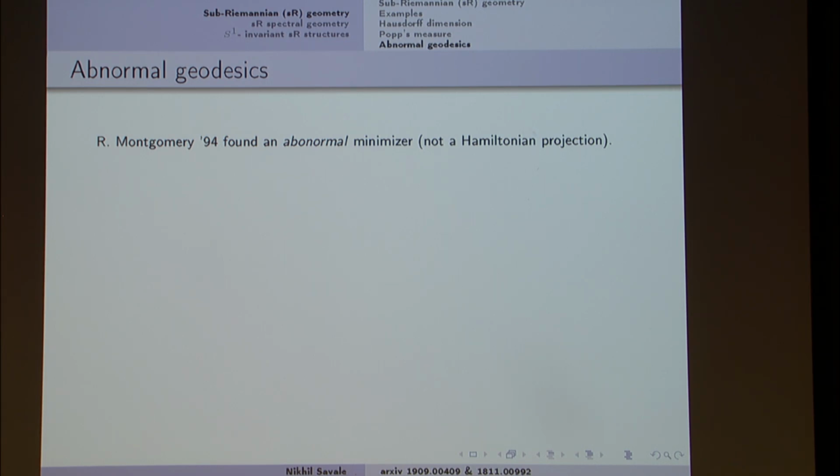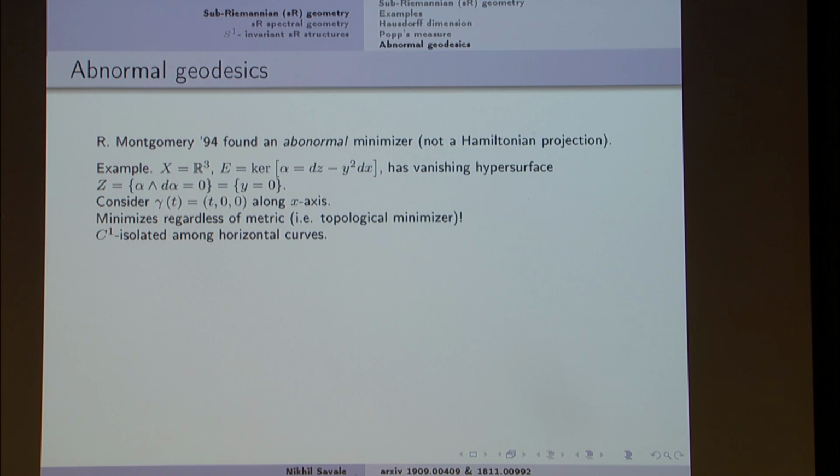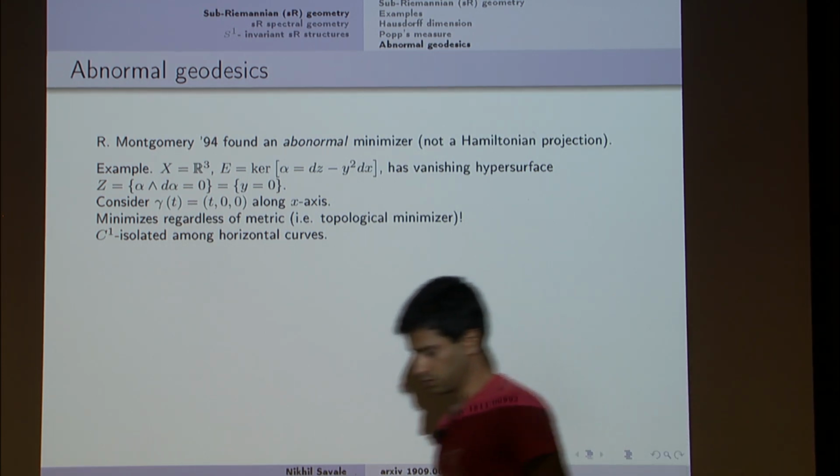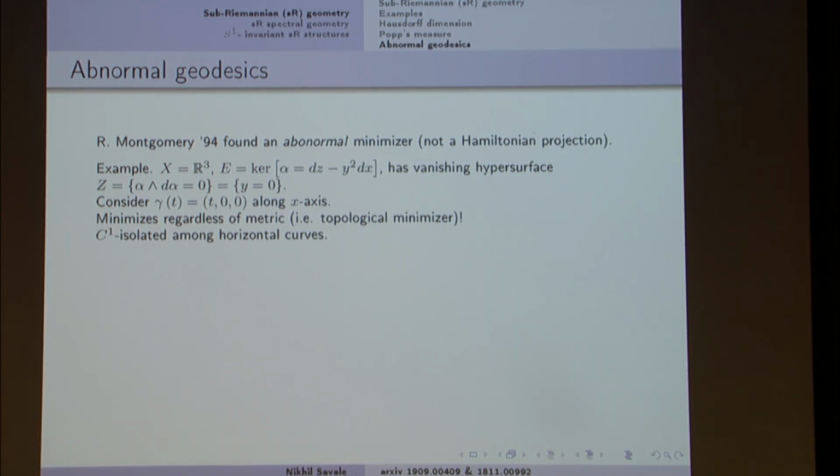Anyway, he found an abnormal minimizer, and the example that he gave was the Martini case that we just mentioned. Just looking at it locally, this was the kernel of this one form, which is not contact. The contact condition fails along y equals 0. In this manifold, we can define a curve which is just the x-axis. The significance of the x-axis is that you can restrict your Martini form to the vanishing surface, and it has a one-dimensional kernel restricted to the surface. That corresponds to the x-axis, so it's moving along this kernel.